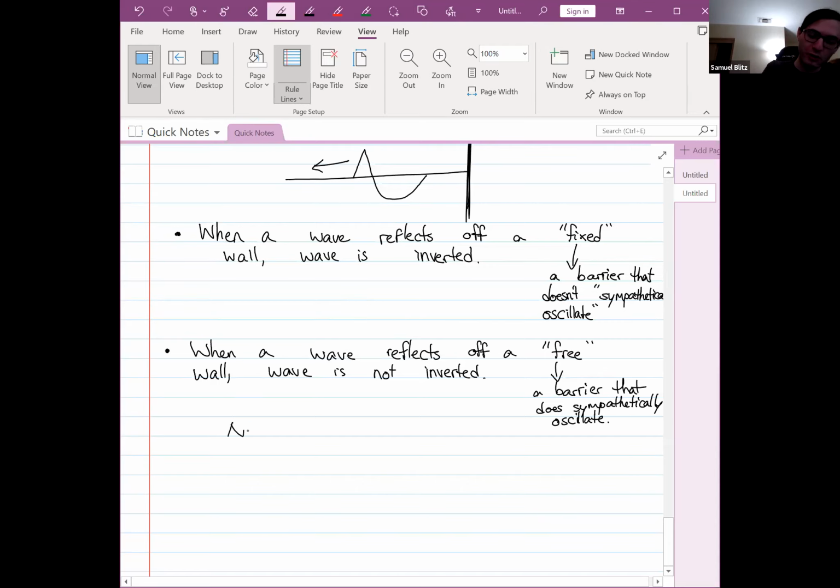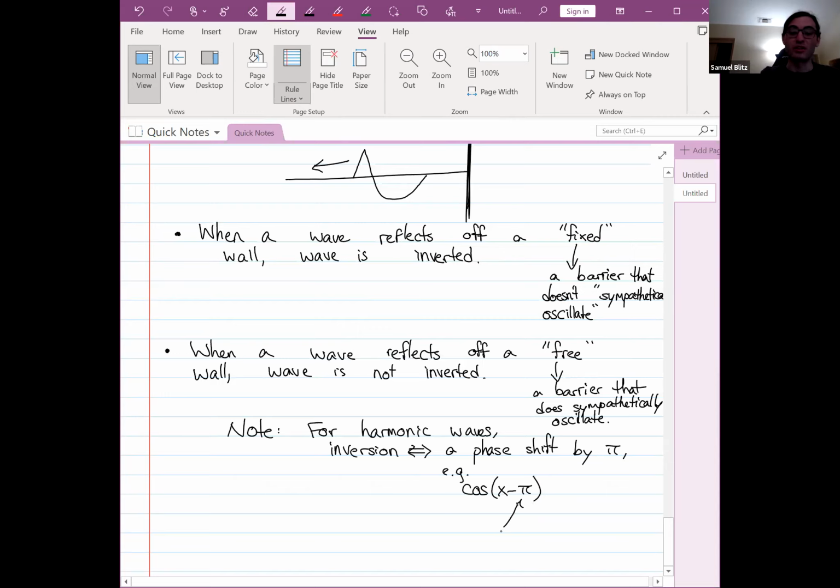And just as a note, for harmonic waves, and this is just a math statement, inversion of the wave is equivalent to a phase shift of pi. And the reason for that is that cosine of x minus pi, so this is shifting the phase by pi, is just equal to negative cosine. And when we say it's inverted, we mean that it's the negative of the original wave function.